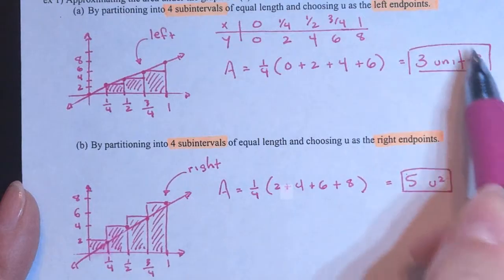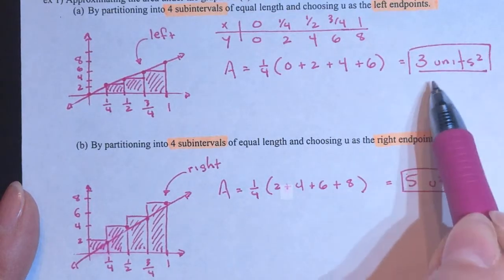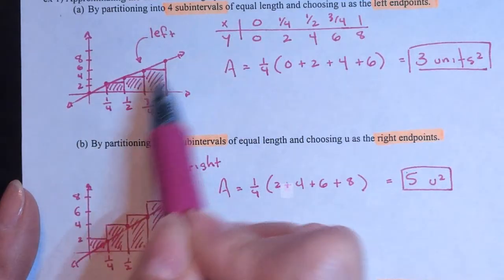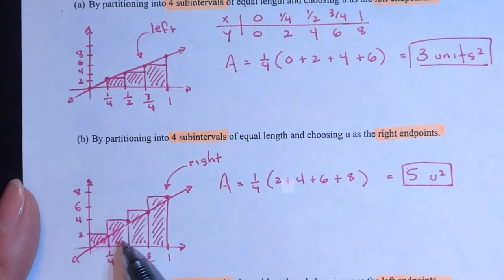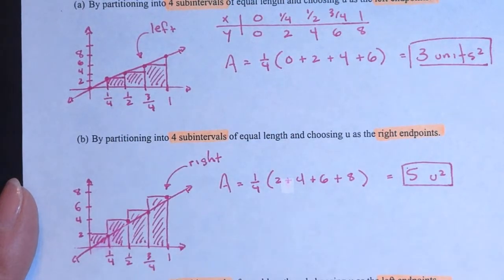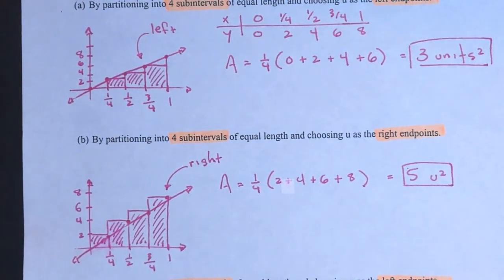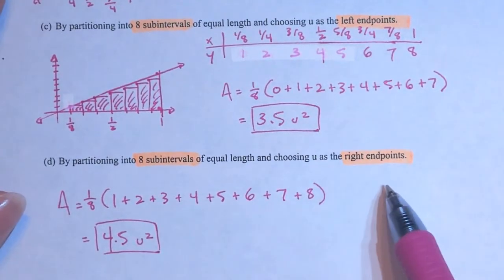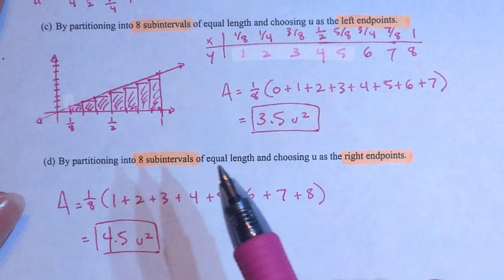It makes sense that this is going to be less than this. If you look at this, this is an underestimate, and this is an overestimate. It makes sense when I look at the answers and when I look at the pictures too. All right. So same idea for left and right, 8 subintervals.